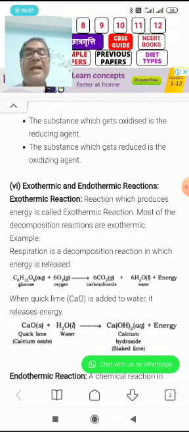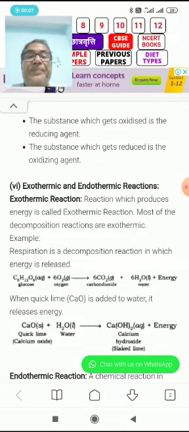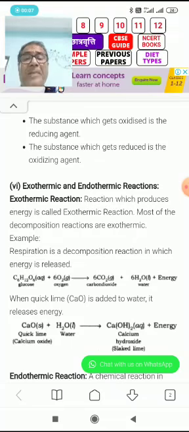Exothermic reaction, a reaction which produces energy. Example, respiration, in which glucose burns in oxygen to form carbon dioxide, water, and release energy. So respiration is an exothermic reaction. Also an example of decomposition reaction.